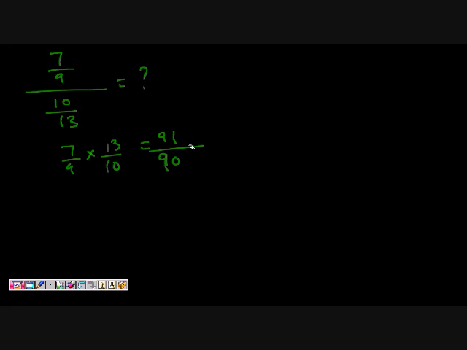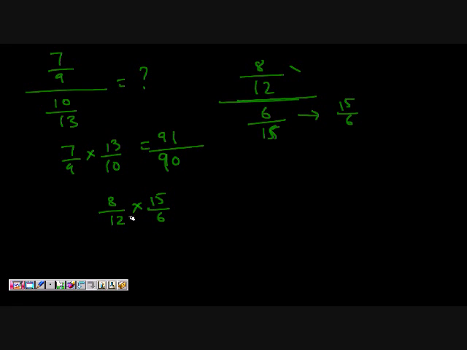8 by 12 divided by 6 by 15. So multiplying the numerator with the reciprocal of the denominator. The reciprocal in this case is 15 by 6. So we can write 8 by 12 into 15 by 6. Now 12 and 15 are multiples of 3. So 3 goes into 12 4 times, and 3 goes into 15 5 times.